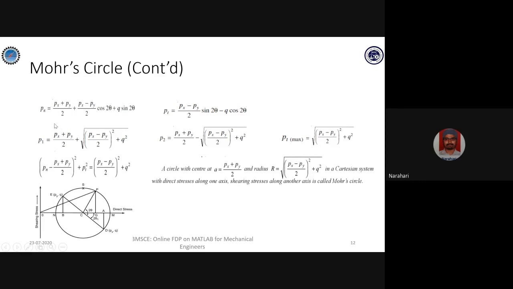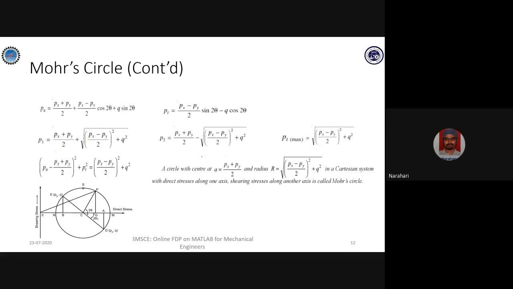From the source from where I took it, it was mentioned in this way. So just to minimize my effort, I have used the same symbols. Normal stress on the inclined plane is given as (px plus py)/2 plus (px minus py)/2 cos 2 theta plus q sin 2 theta, and tangential stress is (px minus py)/2 sin 2 theta minus q cos 2 theta.